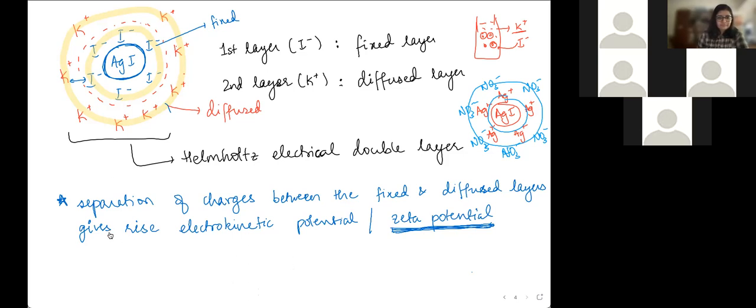Ma'am, just to confirm, that is zeta potential, right? Yeah, ZETA, zeta. Okay. The zeta symbol kind of looks like this, I think. I have to Google it. I don't remember it. But yeah, it's a Greek alphabet basically.